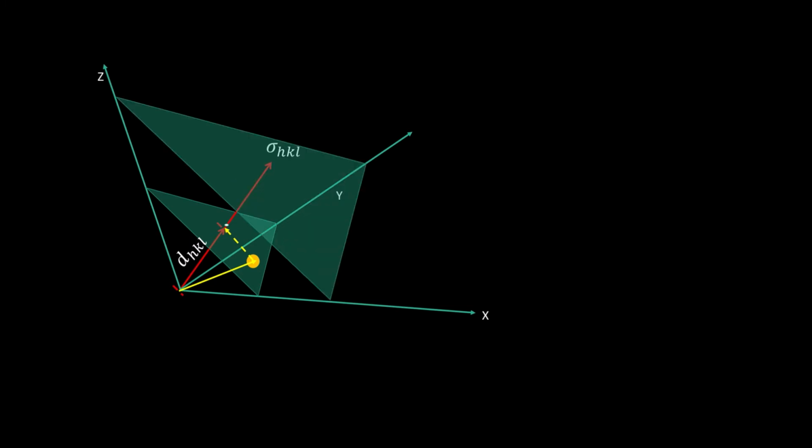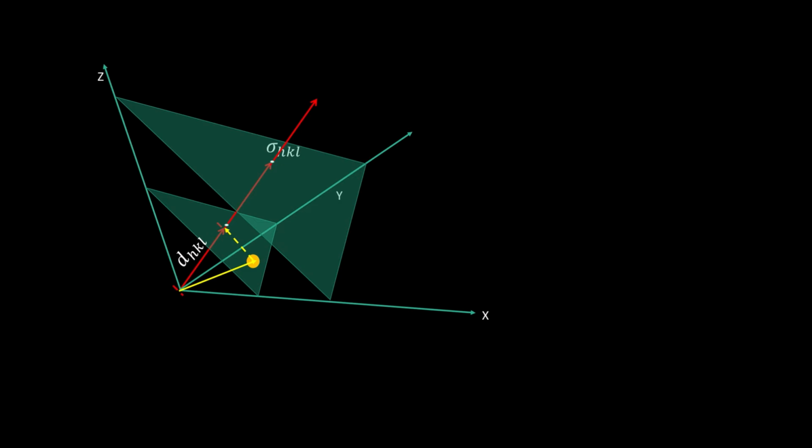Now let's consider another plane parallel to it at a distance d_hkl from this first plane. We can say that it forms a family of planes (hkl) with the interplanar distance d_hkl. You can imagine a normal with any length to this family. Out of these, we choose a vector normal to this family, σ_hkl, with the length 1/d_hkl.